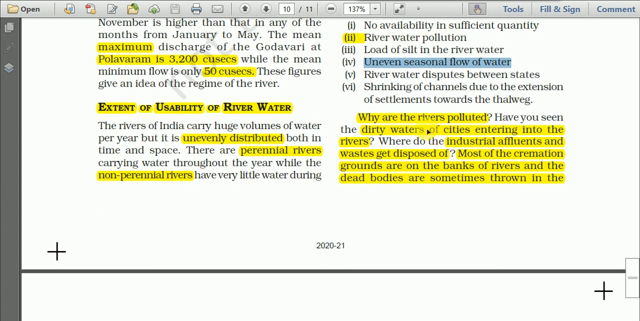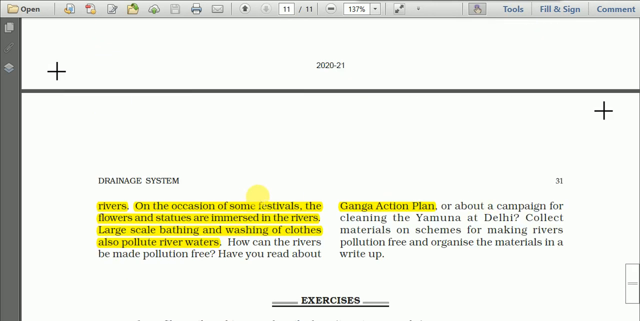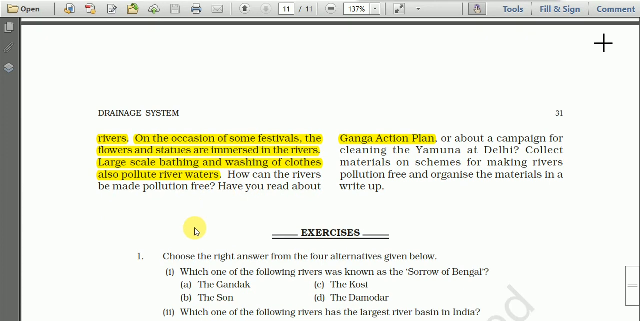Then the last part, why are rivers polluted? We know that when we release dirty waters of cities into the rivers, then river water is polluted. And when we discharge the industrial effluents and toxic waste material into the river, then the river water is polluted. Sometimes most of the cremation grounds are on the bank of the river. Burning of dead bodies is done on the bank of the river, and the dead bodies are sometimes thrown into the river, and hence the river is polluted. In this way, the Ganga river is polluted.